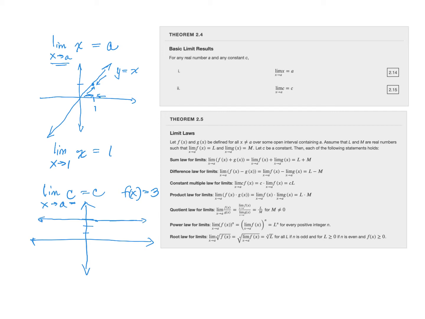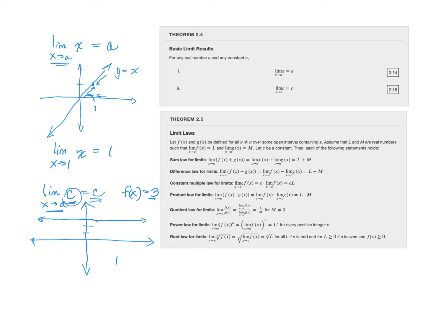And so it does not matter what we're approaching. If we take the limit as x approaches any value, the y value is always going to be 3. So in general, if you take the limit as x approaches a of some constant function, the answer is always going to be the value of that constant function. I'm going to take a moment just to highlight a couple more of these so that you can see how they work. Let's look at the sum law for limits.